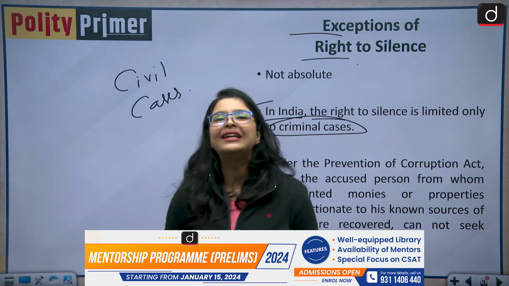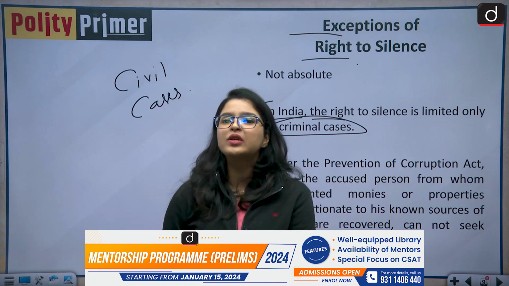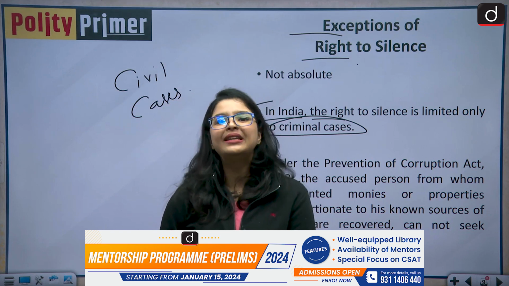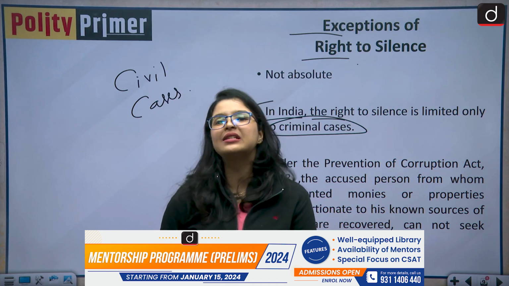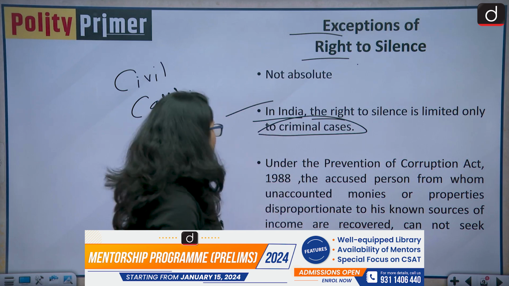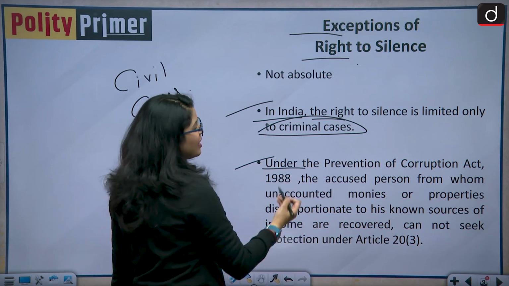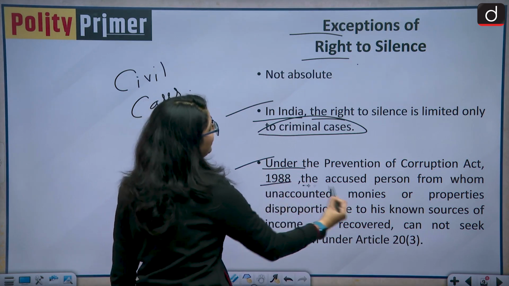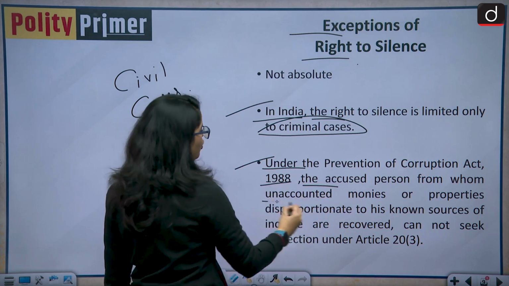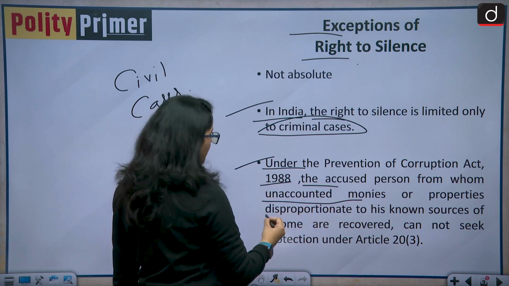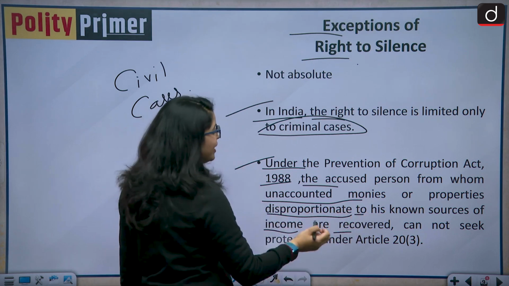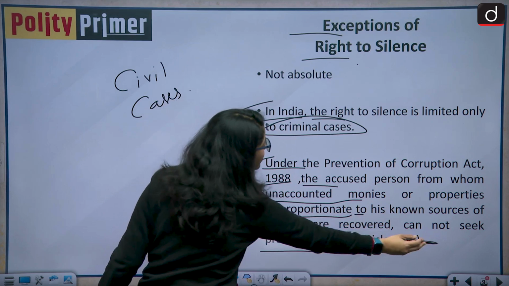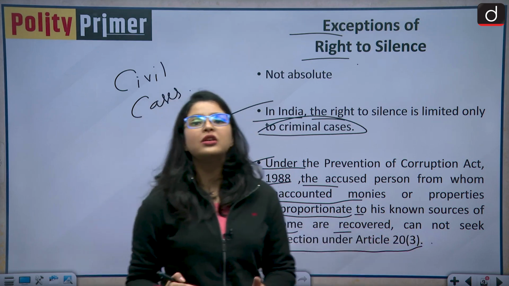because if this right is given to the accused person in civil cases, they will plead their right and go on committing more such civil crimes. That is why it is only available in the criminal cases and not in the civil cases. Moreover, under the Prevention of Corruption Act 1988, the accused person from whom unaccounted monies or properties disproportionate to his known sources of income are recovered cannot seek protection under Article 20 clause 3.